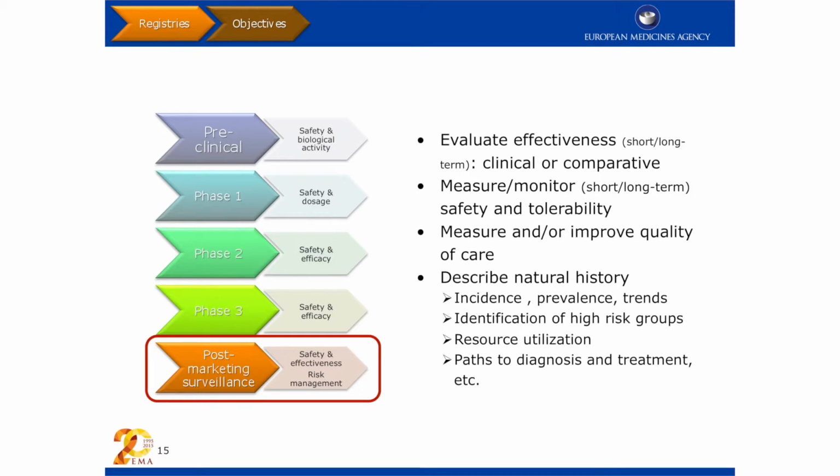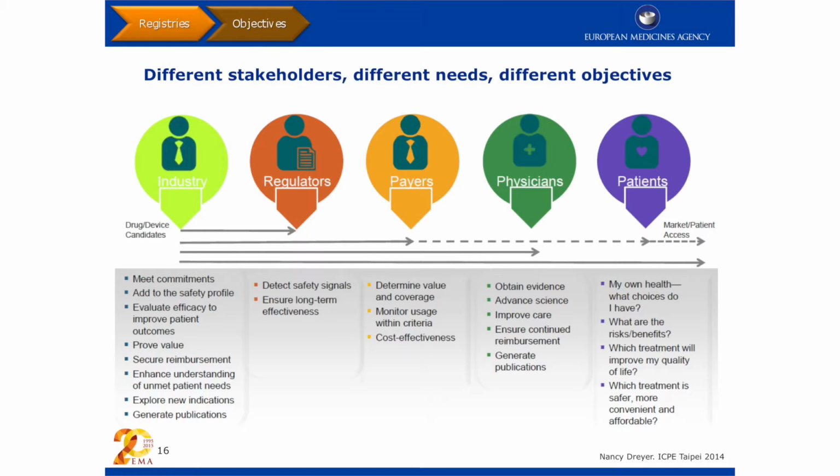And so it is quite clear that registries are tools that you can use in the post-marketing phase. You will use registries for assessing effectiveness, which can be comparative or clinical, for monitoring safety and tolerability, and also for other purposes, such as measuring or improving quality of care, or describing the natural history and the epidemiology of the disease. Clearly, depending upon the stakeholders, you can have different objectives. Regulators make use of information from registries mainly to detect safety signals and to ensure long-term effectiveness.